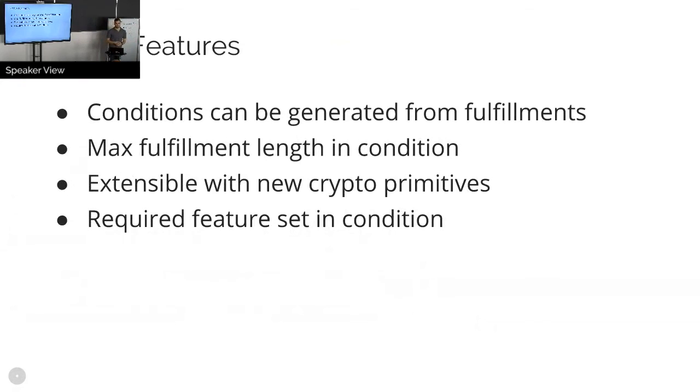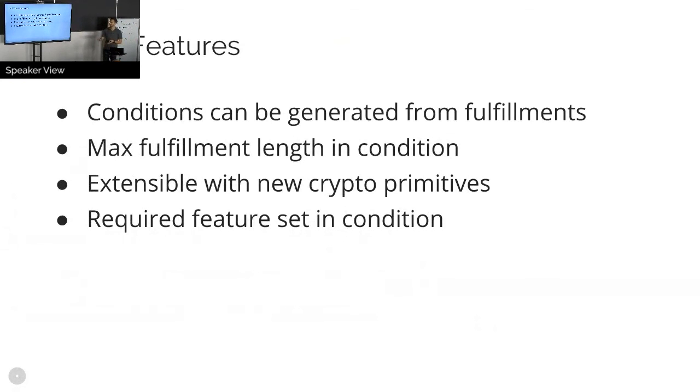The maximum fulfillment length is stated in the condition. Again, it's important, as I mentioned. The whole thing is extensible to new primitives. So right now, the example implementation that I've built has an RSA condition, a SHA-256 condition, and a threshold SHA-256 condition.